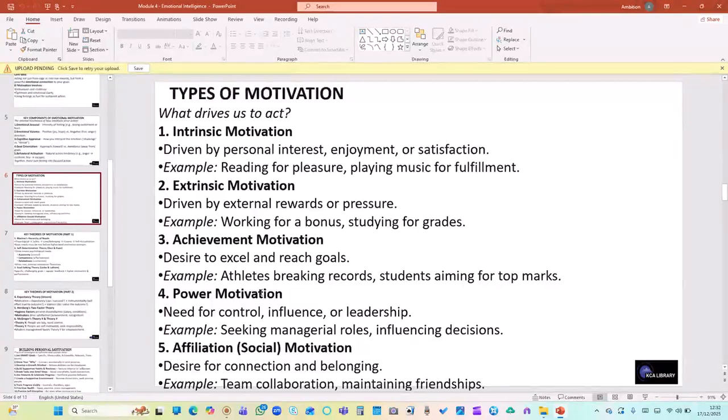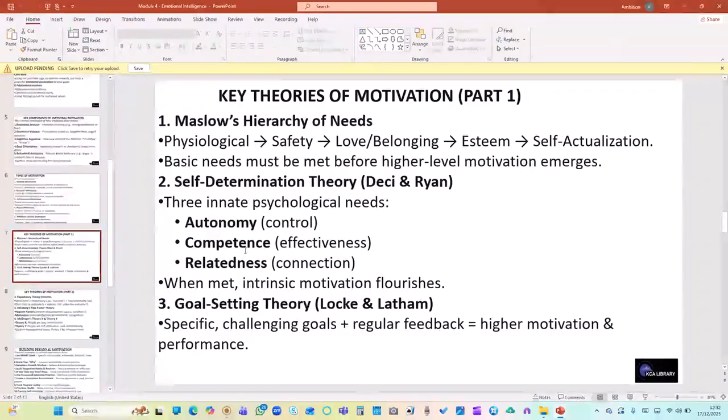We have affiliation, also called social motivation, which is the desire for social relationship and connection. Example: team collaboration, maintaining friendship. So these are forces and types of motivation. Now let us look at the theories of motivation.